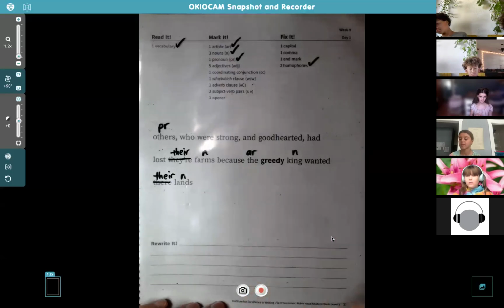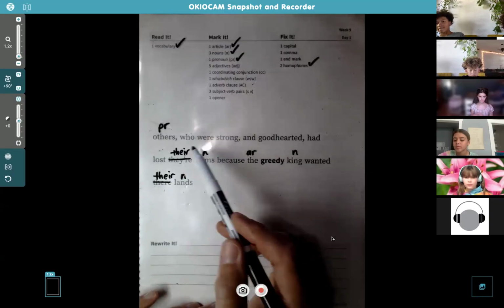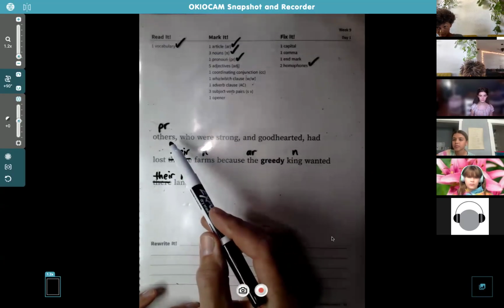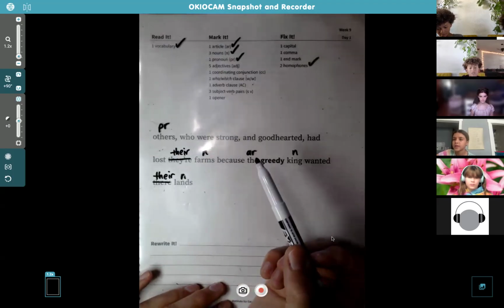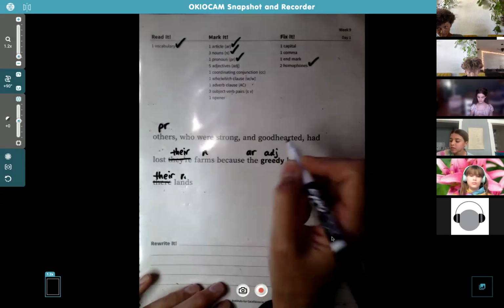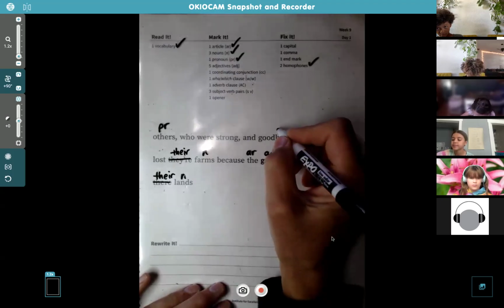Lost is actually going to be a verb. So think of what words would describe who they were, like the others, what tells about them. Like greedy, that's telling about the king. That's a good one. Yep, that's an adjective. Good-hearted. Yes, there you go.